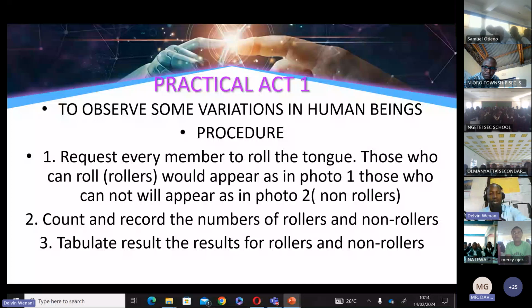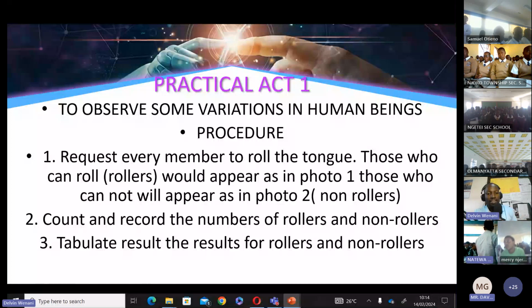Then I'll also request the same teacher in charge to count and record the numbers of rollers and non-rollers. And I'll request that we tabulate the results, as we shall require them at the end of the lesson. For the tabulation, the tongue rollers will appear as those in photo 1, and the non-rollers will appear as those in the second photograph.